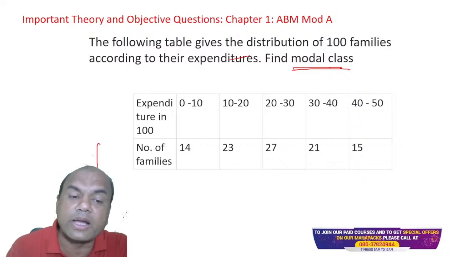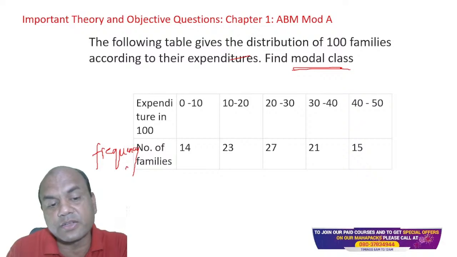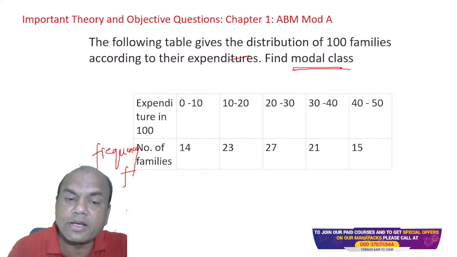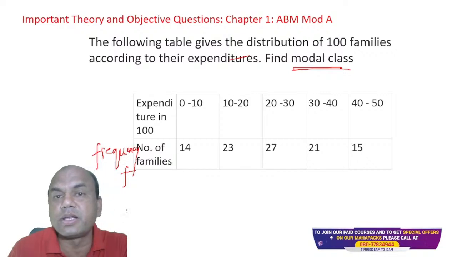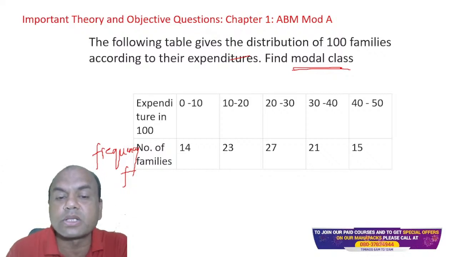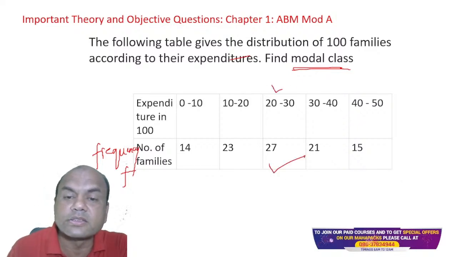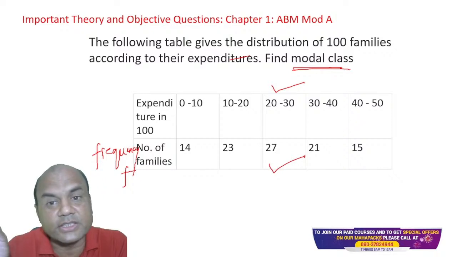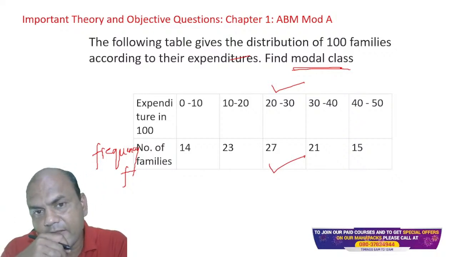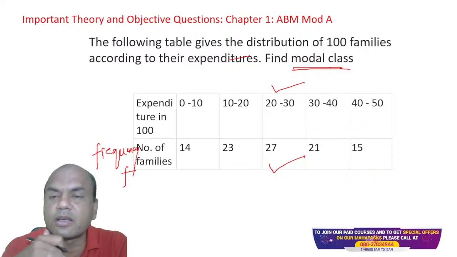Always you must be able to identify the frequency first. If you understand F, then it becomes easier. This is called F, frequency. Always it depends on frequency, which is the mode or which is the median or whatever it is. Mainly mode. So mode means what? Which is occurring the maximum number of times. So who is occurring the maximum number of times? 27. So which is the modal class? This is my modal class. Got it? Simple. Modal class, remember, is always the one occurring the maximum number of times.